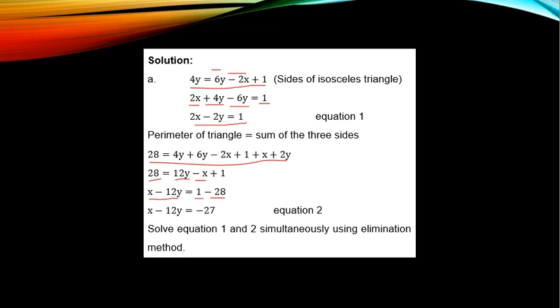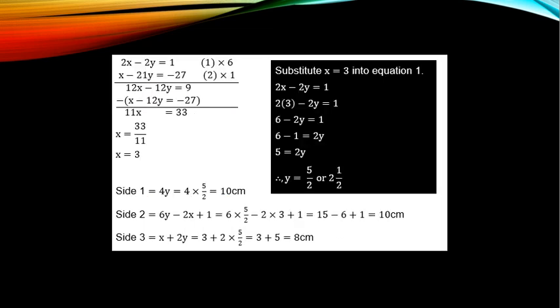So you solve equations 1 and 2 simultaneously using the elimination method or any other method of your choice. So you have equation 1, 2s minus 2y equal to 1. Equation 2, s minus 12y equal to minus 27.